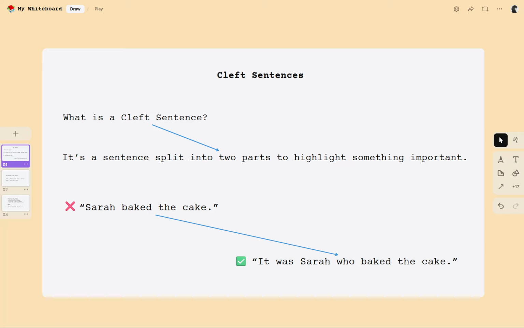First, what is a cleft sentence? A cleft sentence is a sentence that is split into two different parts, right? And it is split into two different parts to highlight something important. As an example, if your original sentence is Sarah baked the cake, and you want to emphasize or highlight something important, you can change it and use a cleft sentence. You can write, it was Sarah who baked the cake. It was Sarah who baked the cake.